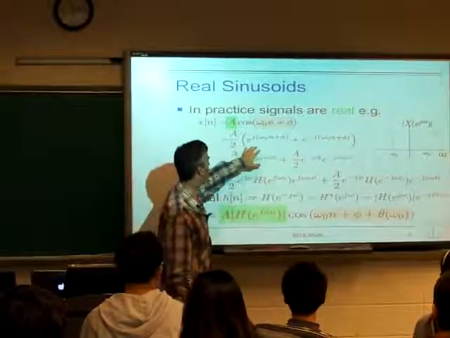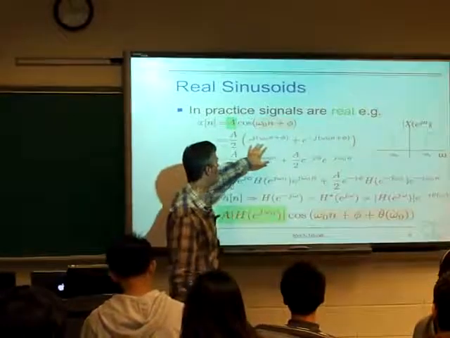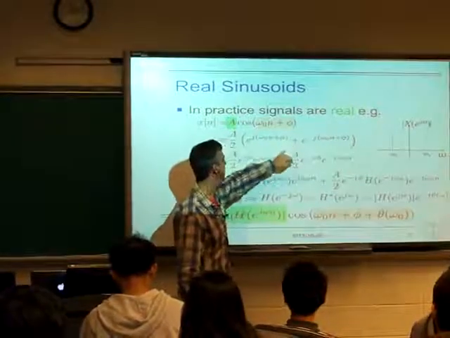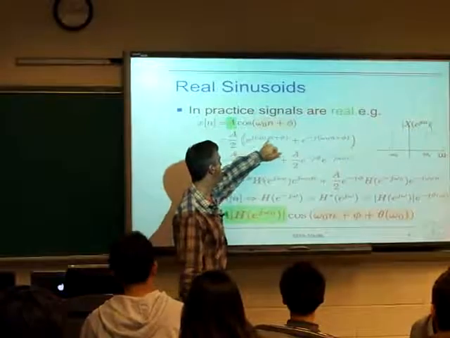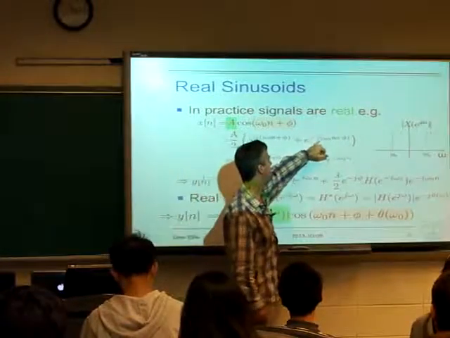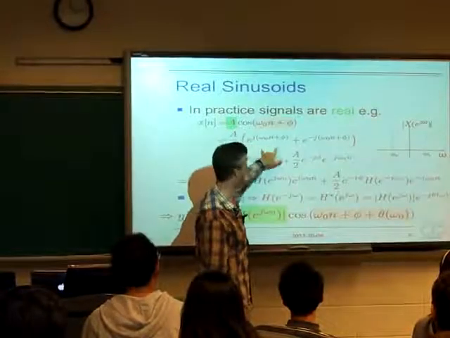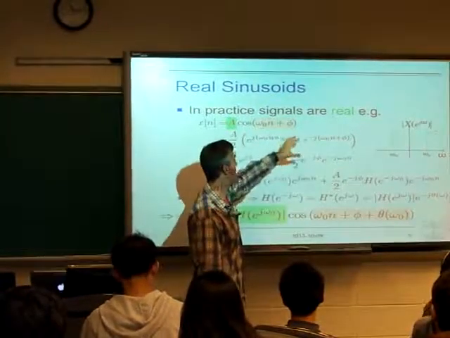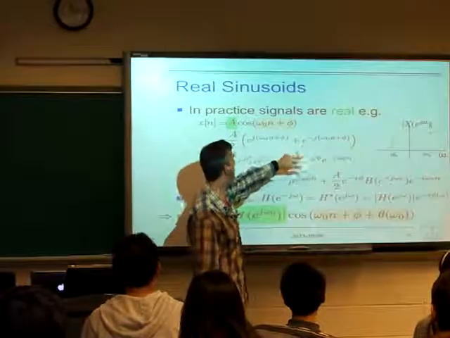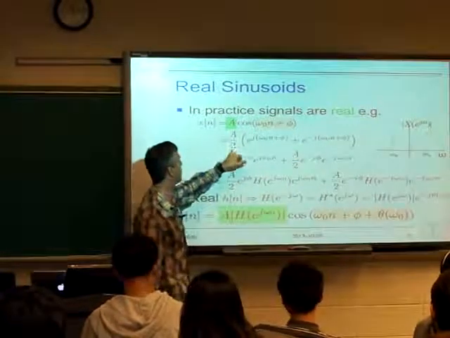Here it is expressed as the sum of the two conjugate complex sinusoids, e to the j (omega 0 n plus phi) and e to the minus j (omega 0 n plus phi). By Euler's equation, this is cos plus j sine, cos minus j sine. So the j sine parts cancel out when we add them up. We get 2 cos, so we divide A by 2 to get that.